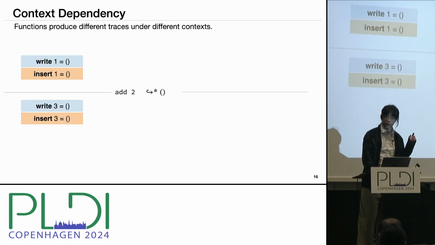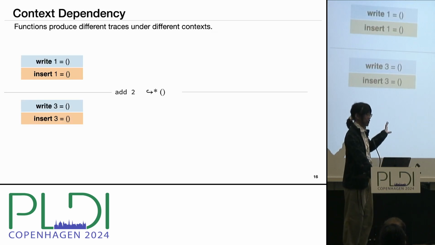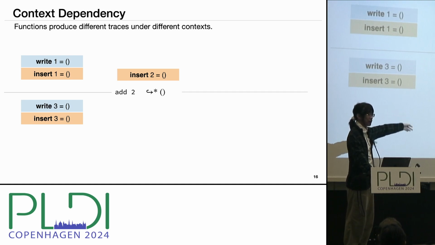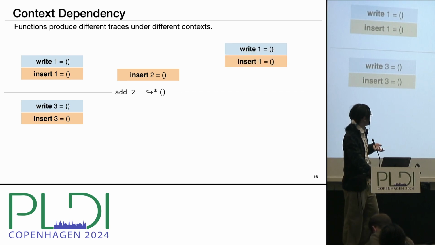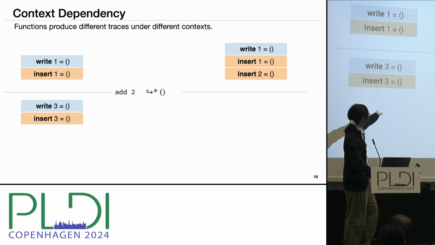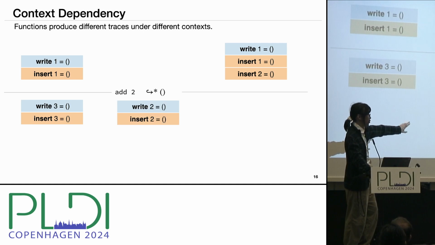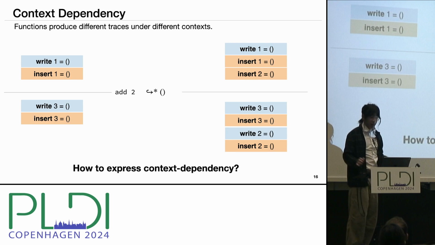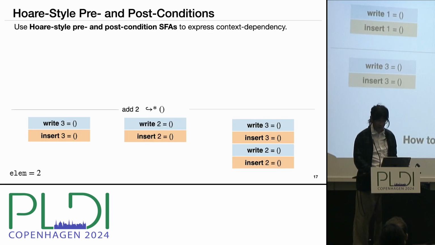So consider the add function. The behavior of the add function is actually different under different context traces. If the minimal element is 1, when we insert 2, we don't need to update the minimal element. But if the minimal element is 3, now we need to update both the set and the minimal element. So it works differently, right? But how can we express this context dependency?